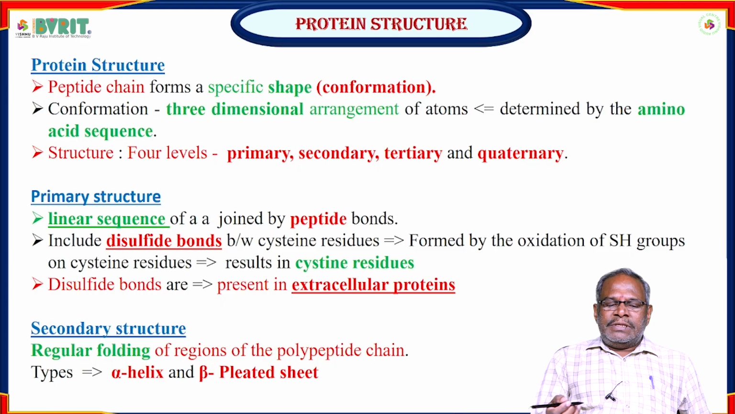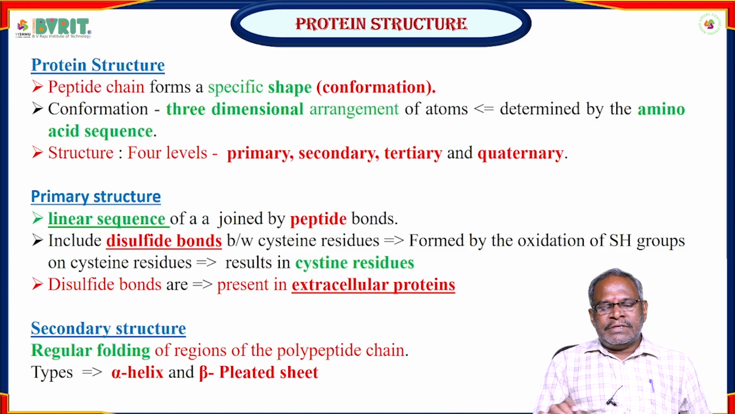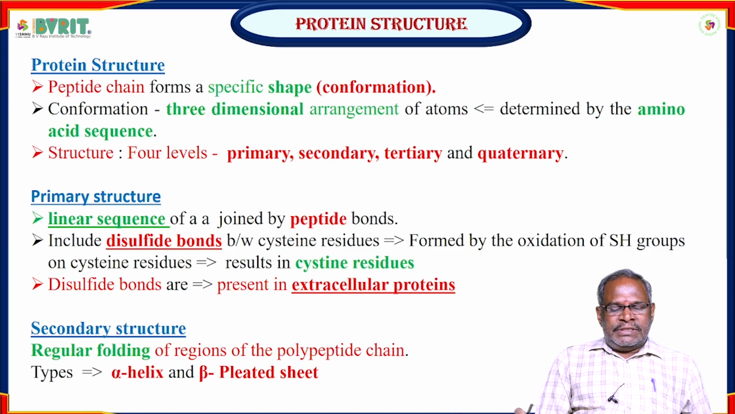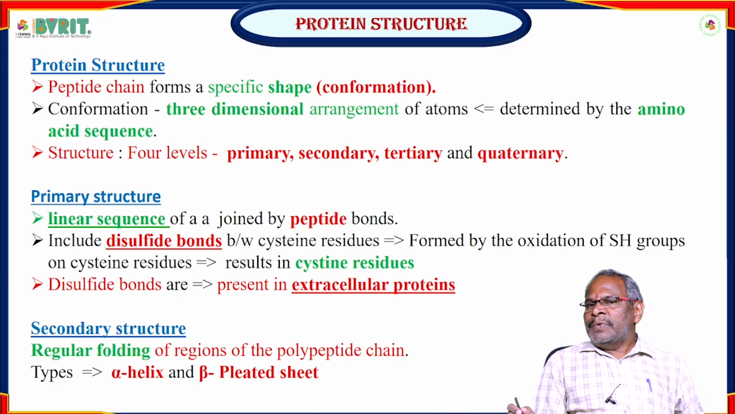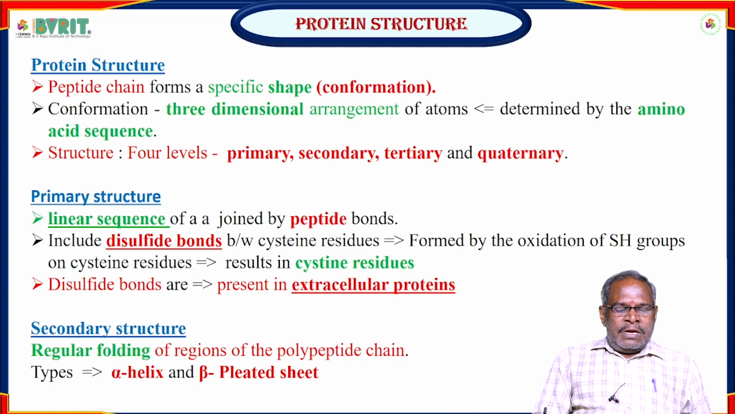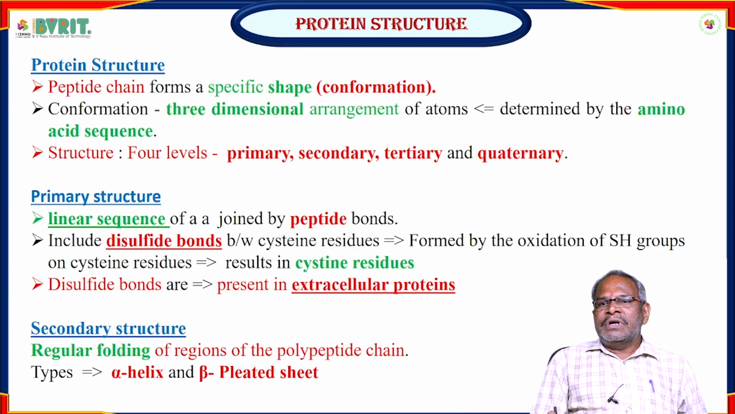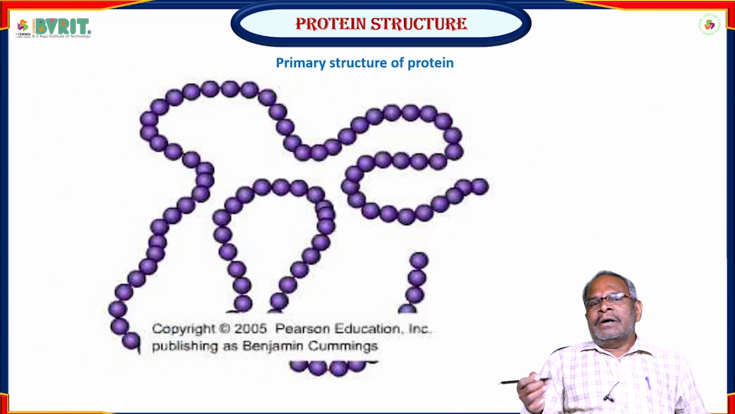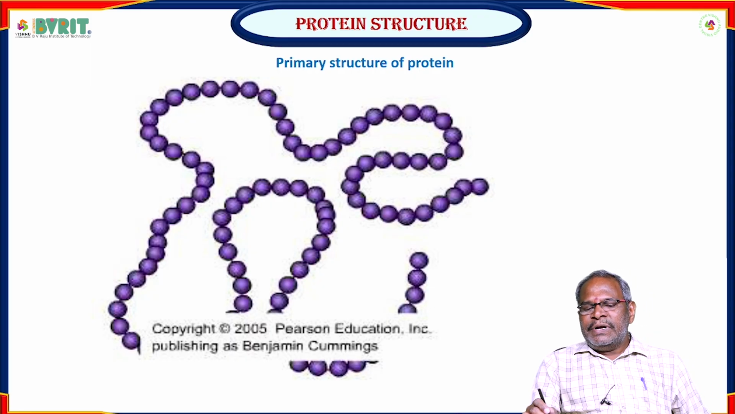The protein structure: the peptide bond is initially the conformation structure required for this one. There are four levels, the four orders of structure. The first one, the primary structure, is the linear sequence of amino acids joined by links called the peptide chain. The secondary structure is the alpha helix and beta pleated sheet arrangement.